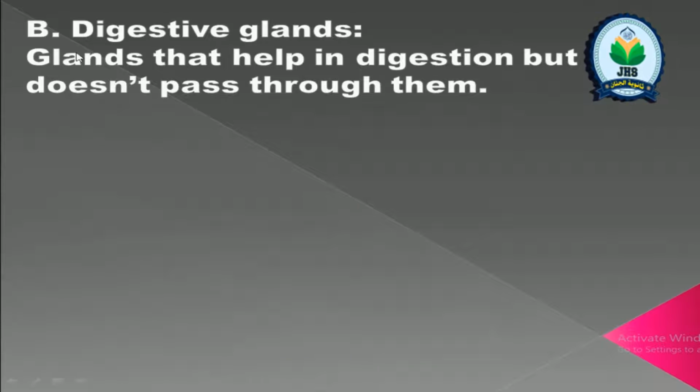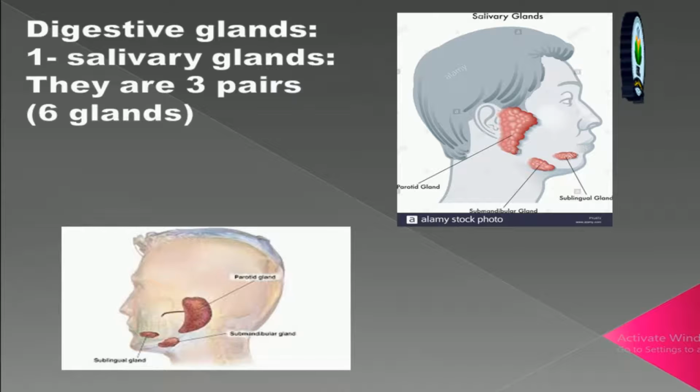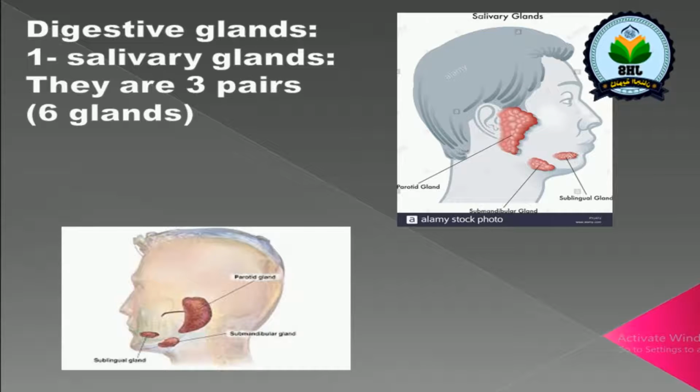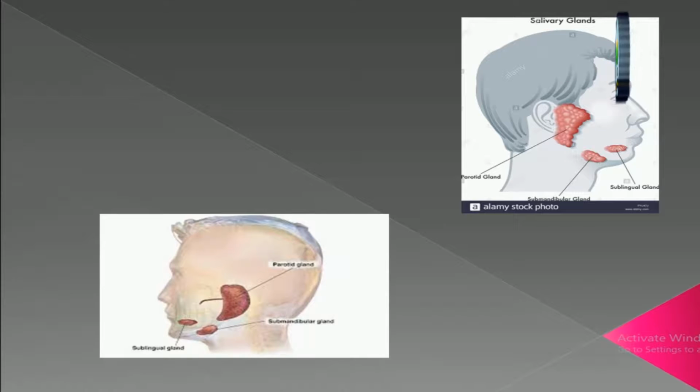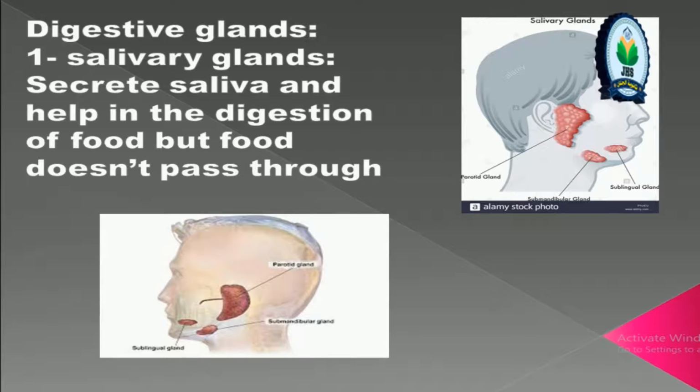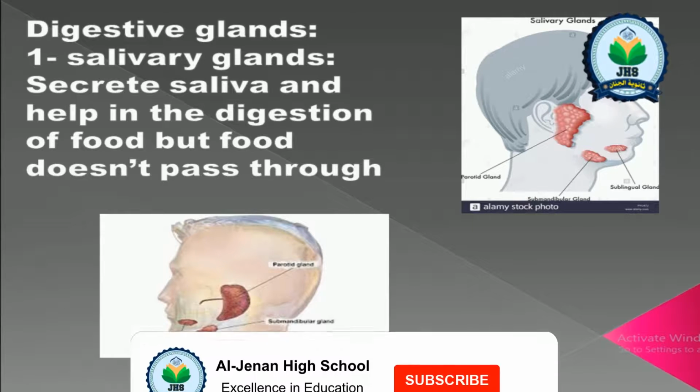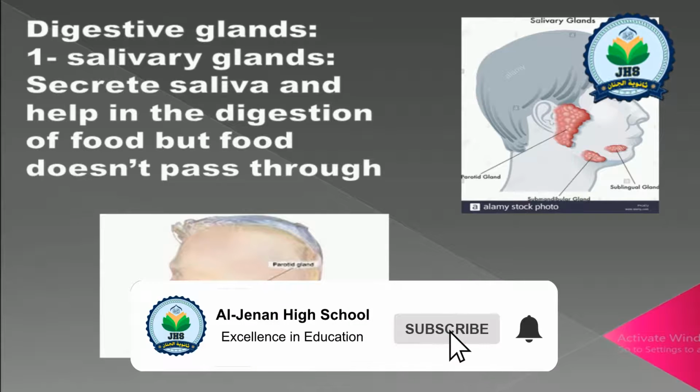Now we will move to the digestive glands. Digestive glands are the glands that help in digestion, but food doesn't pass through them. The first digestive gland is the salivary glands. We have 3 pairs of salivary glands, or we can say we have 6 salivary glands. Salivary glands secrete saliva and help in the digestion of food, but food doesn't pass through them.